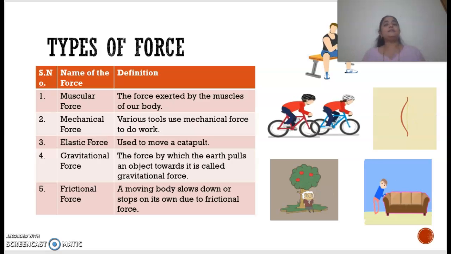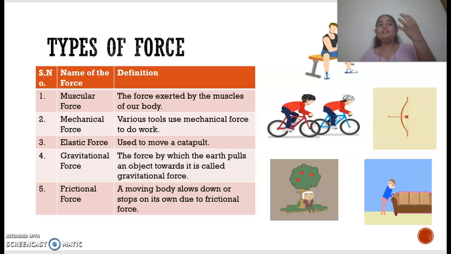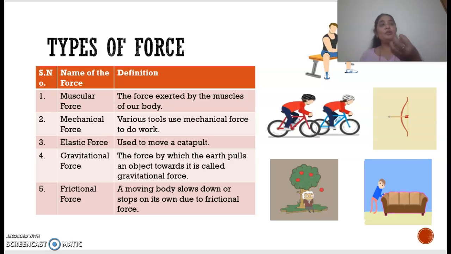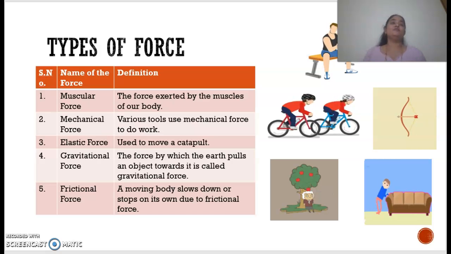The fourth type is gravitational force. You have seen an apple or mango coming down from the tree. Why is it always coming down? Because the earth is exerting a force or a pull on the body to bring it down. Earth always pulls the body down with a force. That force is called gravitational force.